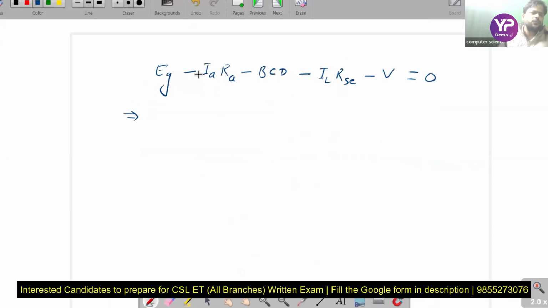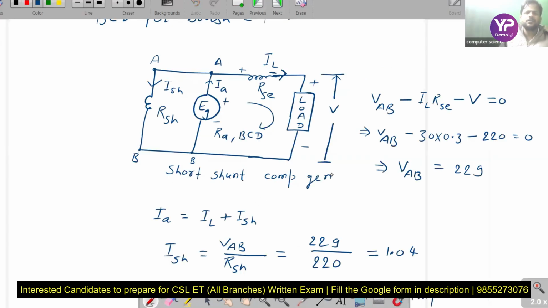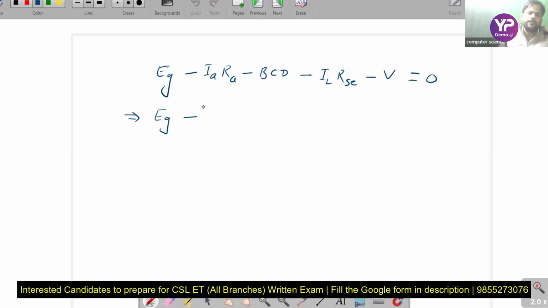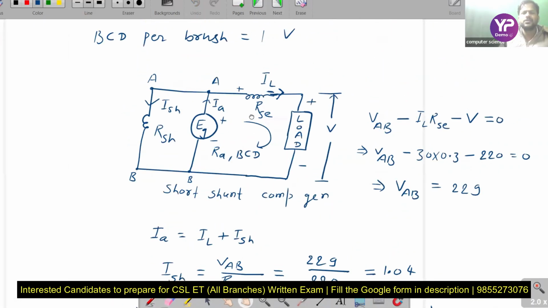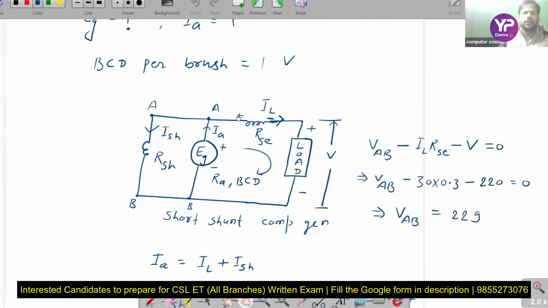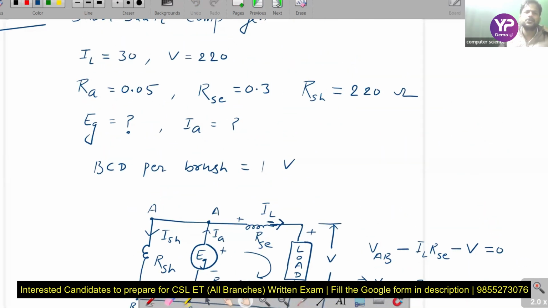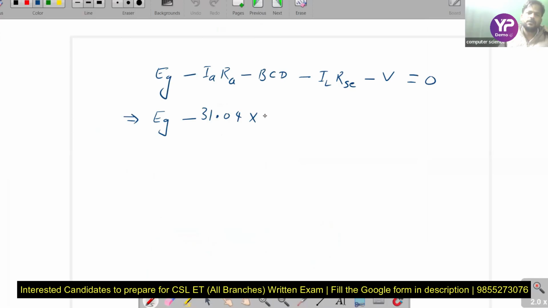Now we need to find EG. So put all these values here. All values are found. EG minus IA. IA is 31.04, and RA is armature resistance. In this question, armature resistance is 0.05 minus BCD. BCD is brush contact drop in any electrical machine.